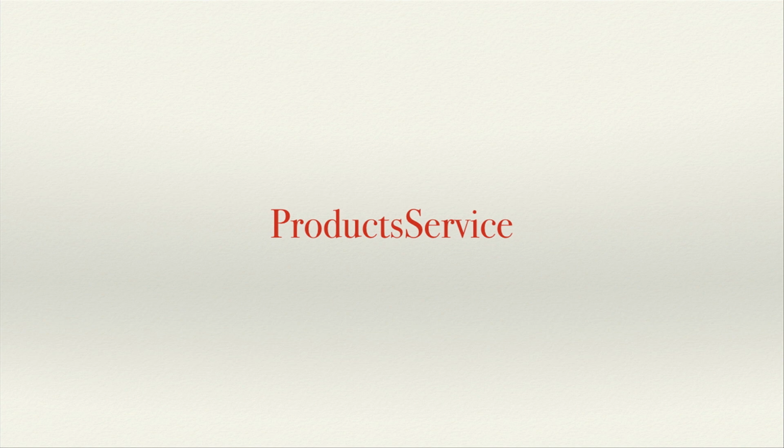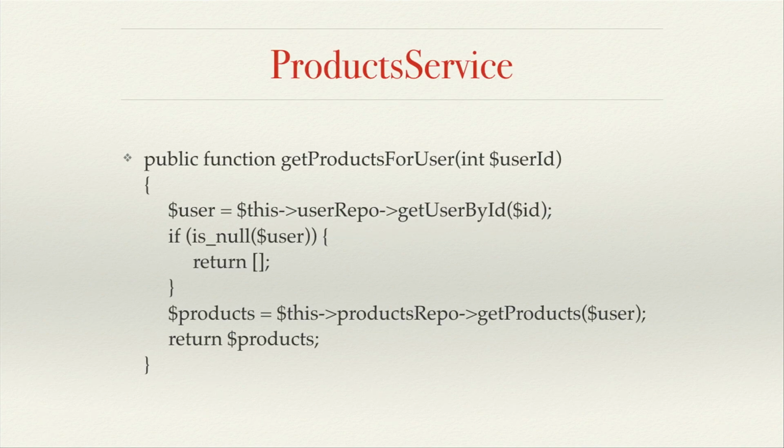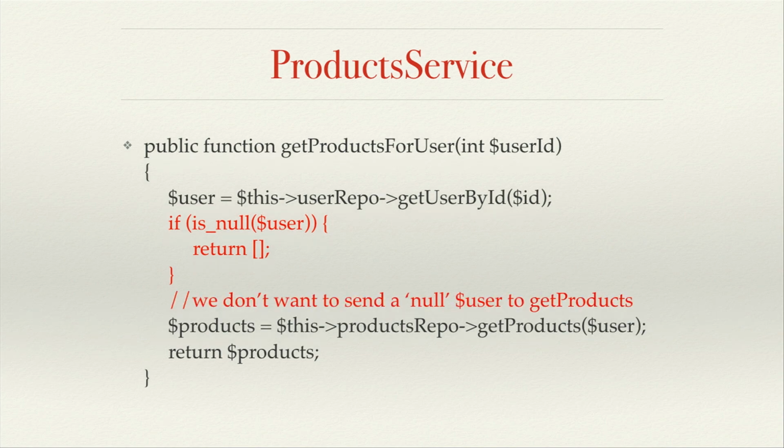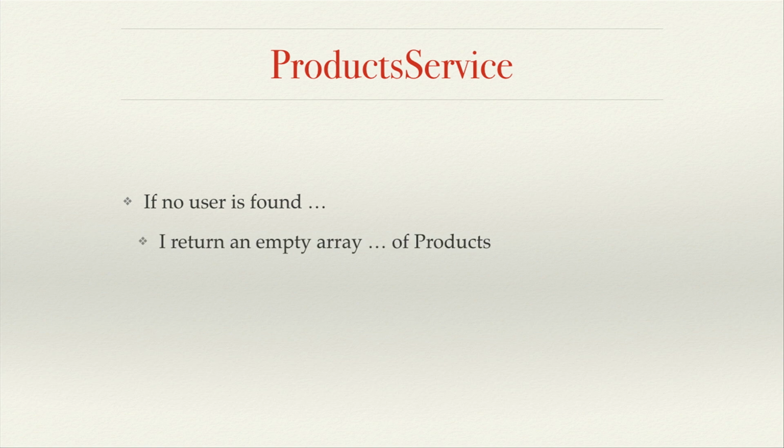So just above the repository, we have our product service. Now that product service obviously has to handle this null condition. So then you have a choice to make, right? If my user is null, what do I do? Well, to me, the laziest thing I can think of is to return an empty array. I'm trying to get products for a user, could not find the user, I still want to return an array, so I'm just going to return an empty array.